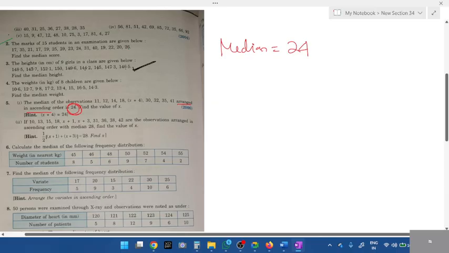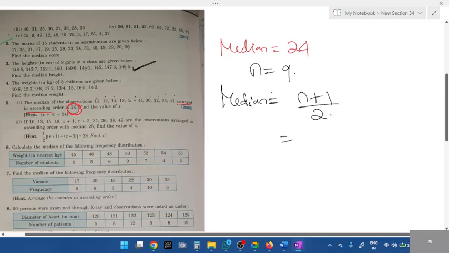Very good. We need to find the x value, same like the mean question. Median is given. Median is equal to 24. Count the number of terms. N is equal to 1, 2, 3, 4, 5, 6, 7, 8, 9. Total numbers are 9. N is equal to 9. Odd or even? Odd. What's the formula for odd? N plus 1 divided by 2. 9 plus 1 divided by 2 is?